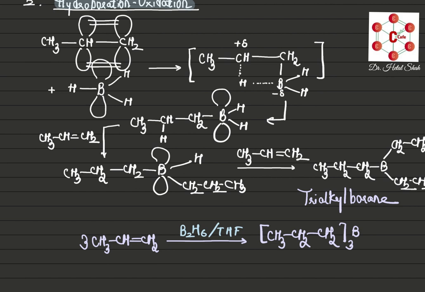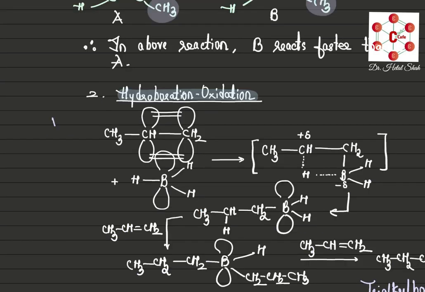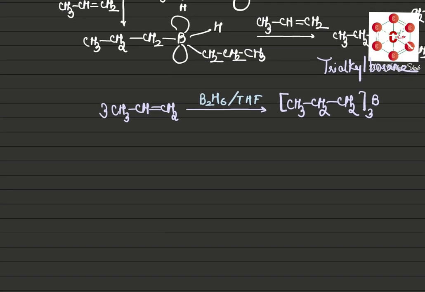That's a reversible process. It has to go back. So this was the step number 1, which is called hydroboration. Now we go to step number 2, which is called oxidation.